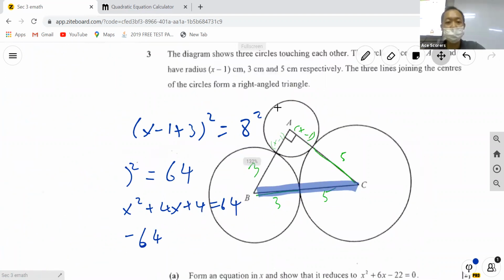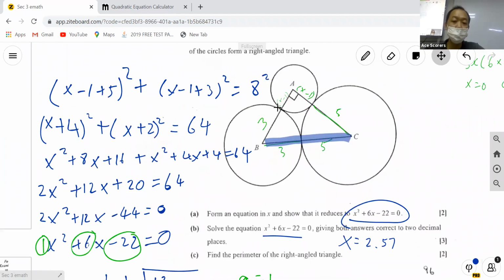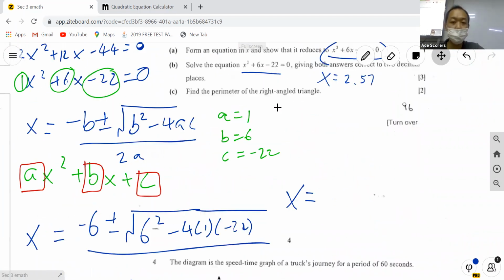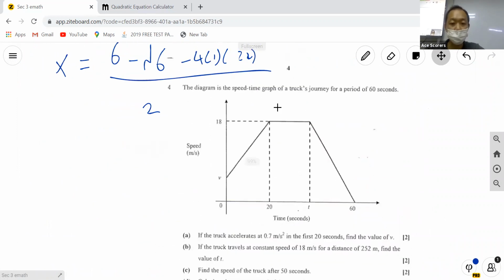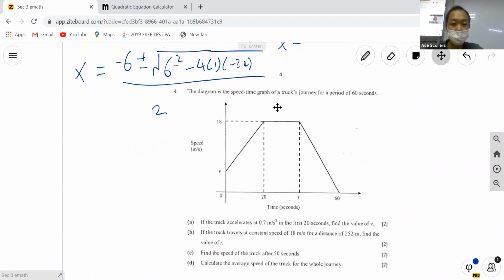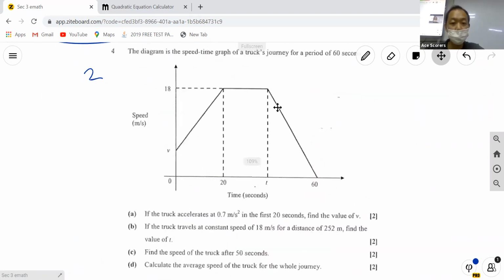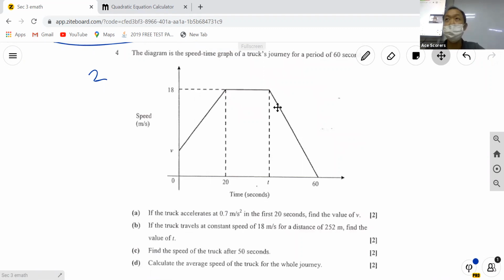Moving on. Okay, so this one can do also. Question number 4. It's like kinematics. Okay, it's a speed time graph. Yes, good. Okay, go ahead. Okay, please give it a try.